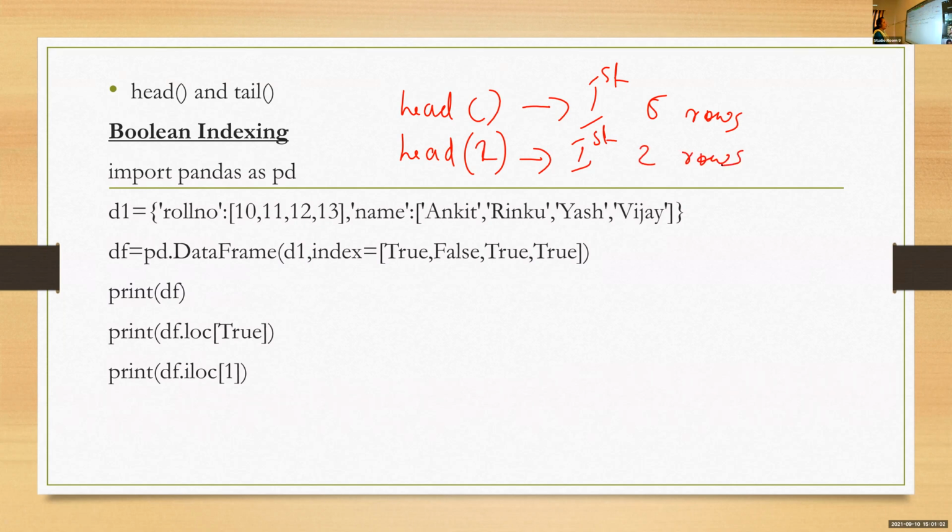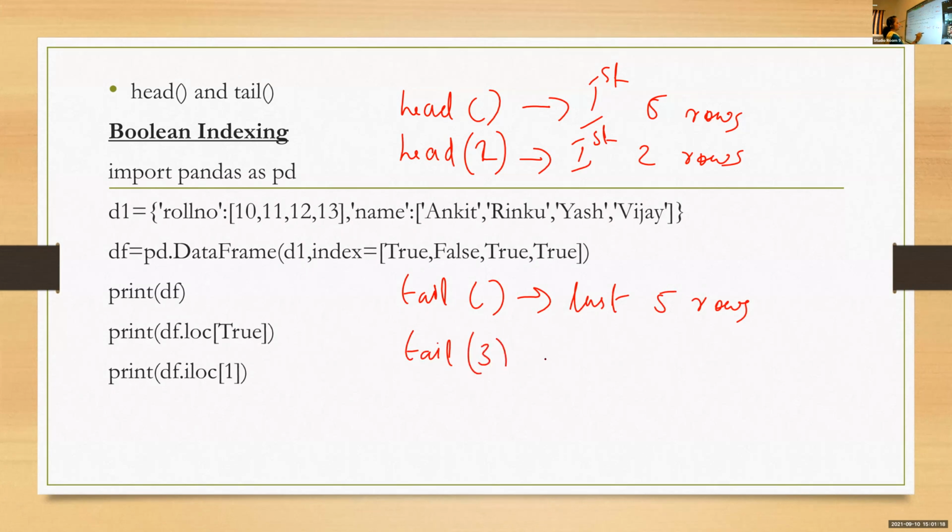Tail is used for displaying the last 5 rows. The default value is 5. So if I give a value, tail of 3, it will display the last 3 rows. Okay, that is head and tail.